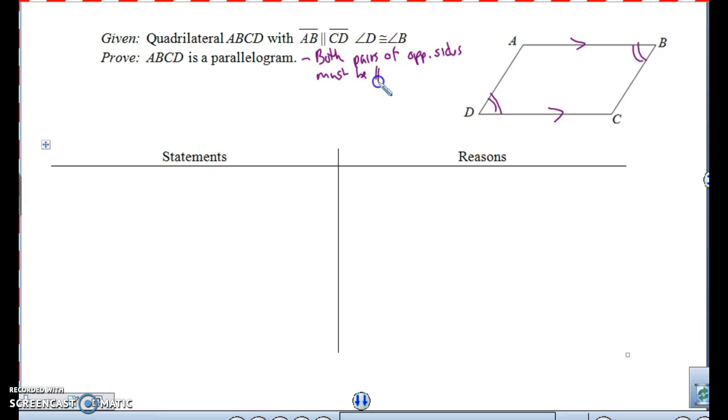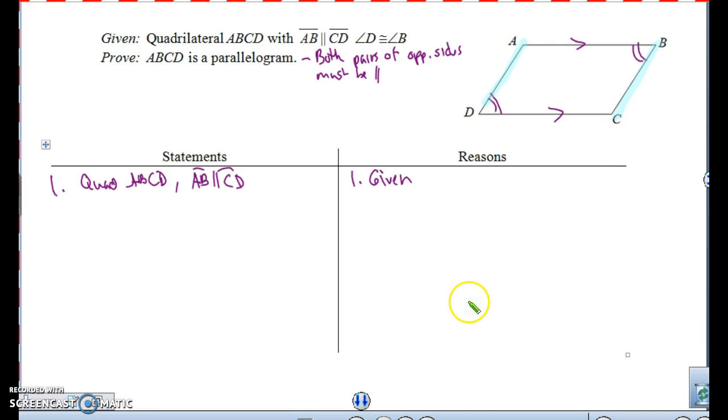Now, do we have both pairs of opposite sides? No, we only have the one pair. So we already know that AB is parallel to CD. So that gives us a good start. We need to prove that AD is parallel to BC. So that's what we're going to do. All right, so let's put down what we know so far. We know we have a quadrilateral ABCD. And we know that AB is parallel to CD. That's given.